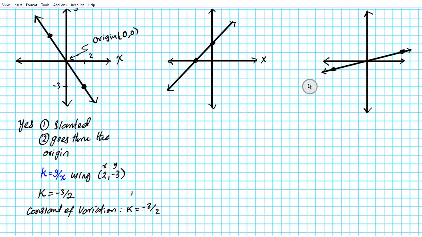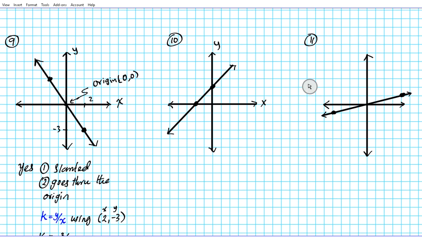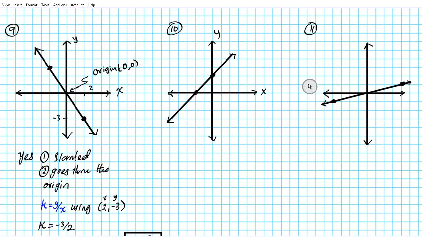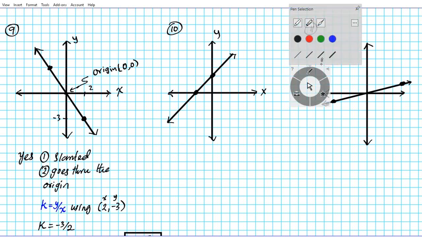Nice. Let's move along to number 10. So let's take a look at 10 for a second. Take a look at that graph for a second. Is this the graph of a direct variation? The answer is no. Why not?